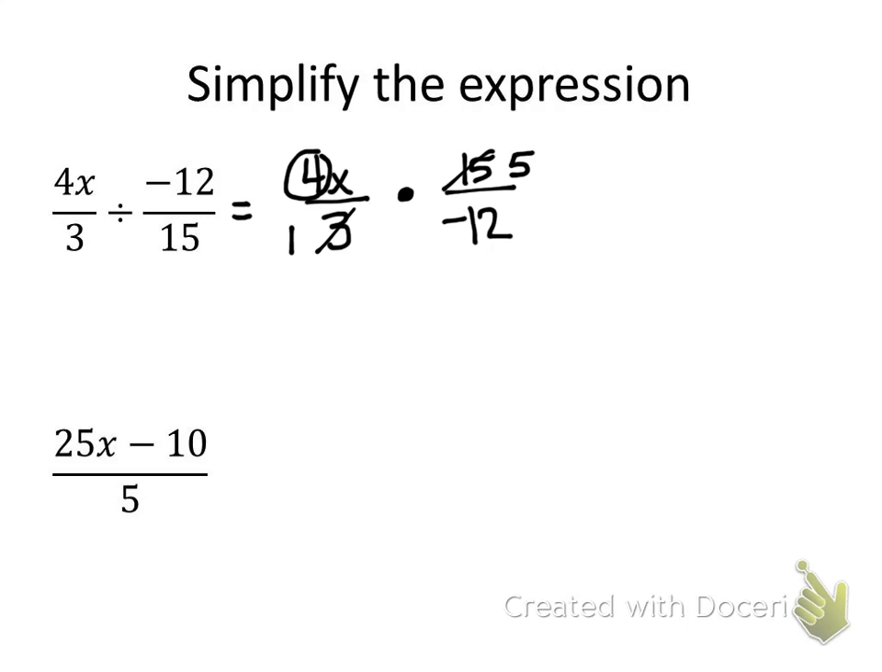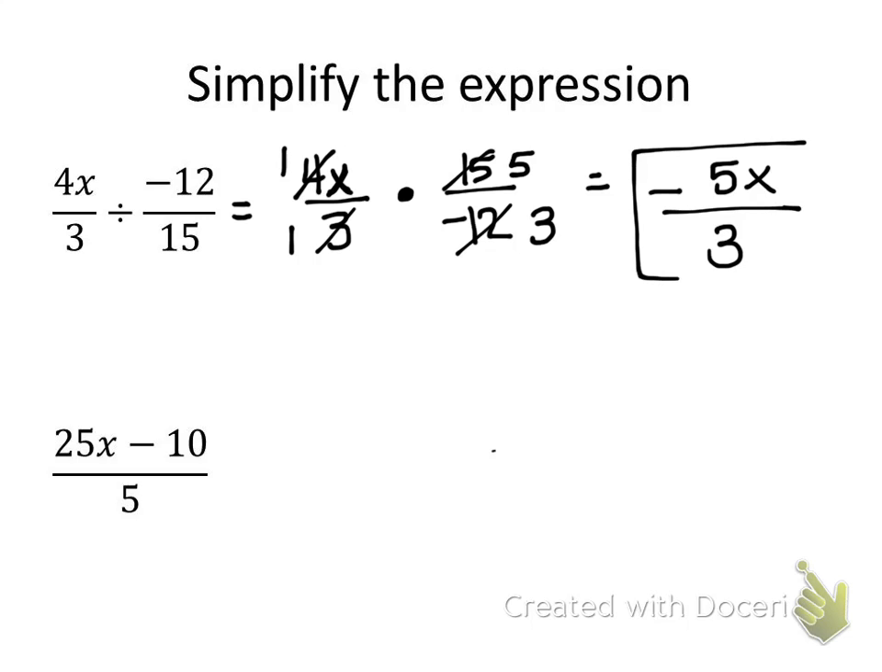So I just look at the numbers. What number goes into both 4 and negative 12? 4. 4 goes into 4 one time. 4 goes into negative 12 3 times. Okay? Count up how many negative signs I have in this problem. How many, Abby? 1. So what does my answer have to be? Negative. Very good. So I just multiply 1x. Don't forget about that x. Times 5 is 5x. 1 times 3 is 3. That would be my final answer.